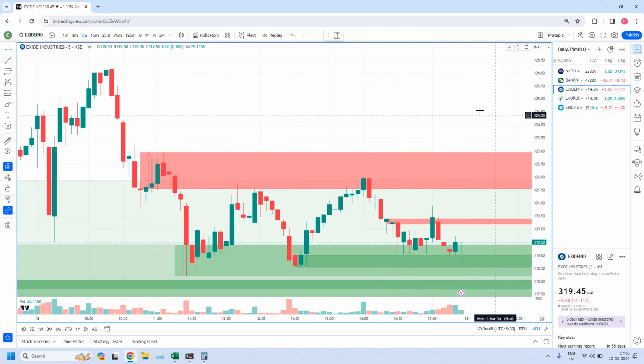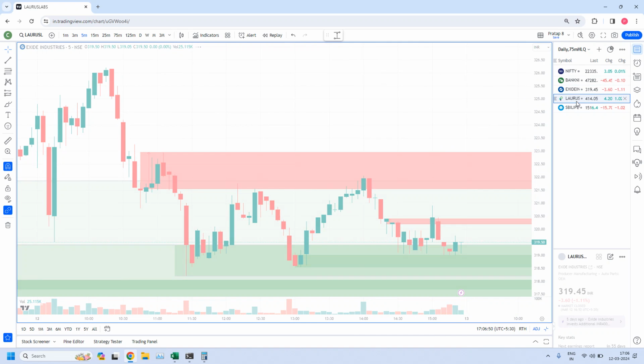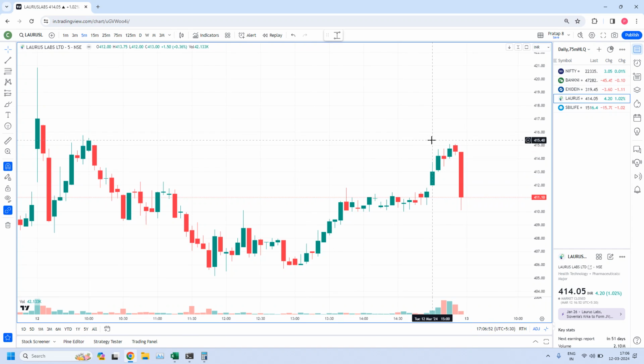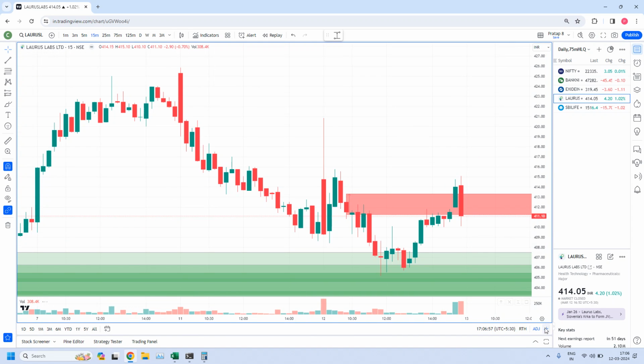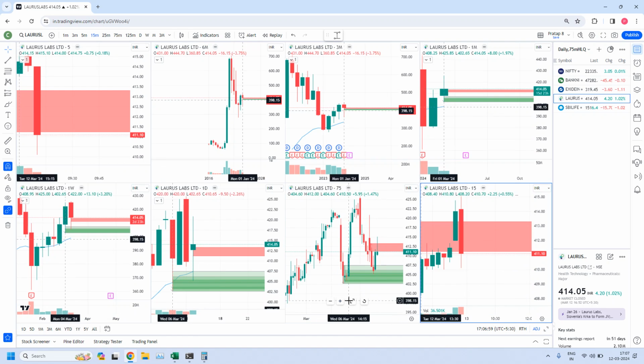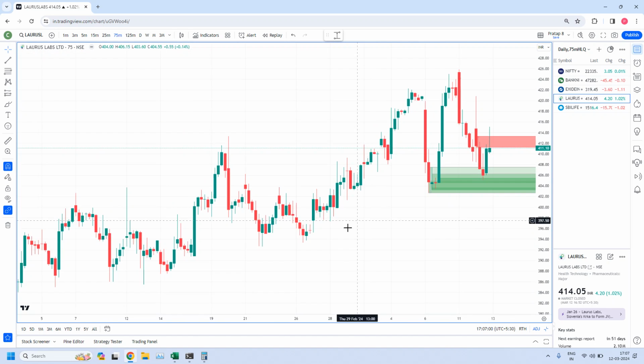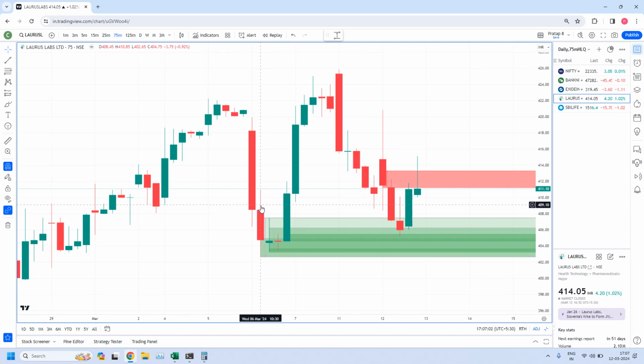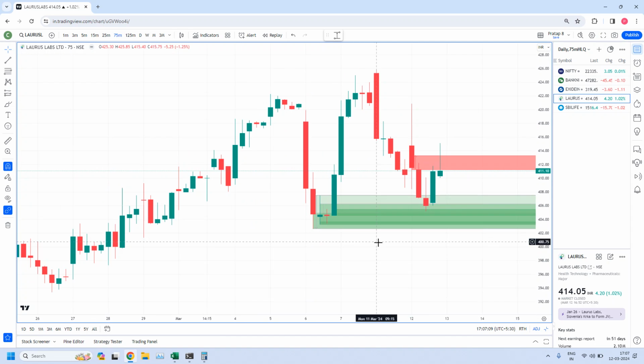Now let us look into Laurus Labs. Laurus Lab has also given a trade. This is actually a 75-minute zone. First, let me show you the 75 minutes time frame. Here we have a drop, 2 base candles and a rally candle, and follow through candles. So excellent zone.